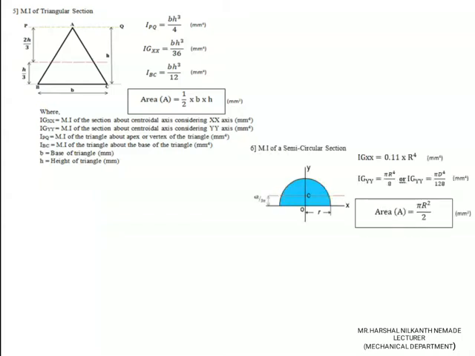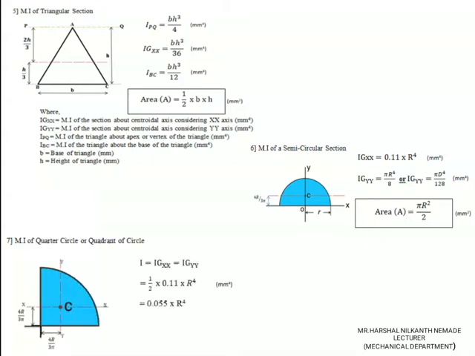Moment of inertia of semicircular section. IGXX is equal to 0.11 into r raised to 4. Unit is mm raised to 4. For IGYY is equal to pi multiplied by r raised to 4 divided by 8, or IGYY is equal to pi multiplied by d raised to 4 divided by 128, and unit for IGYY is mm raised to 4. Area of semicircular section is pi multiplied by r square divided by 2, and unit for area is mm square.